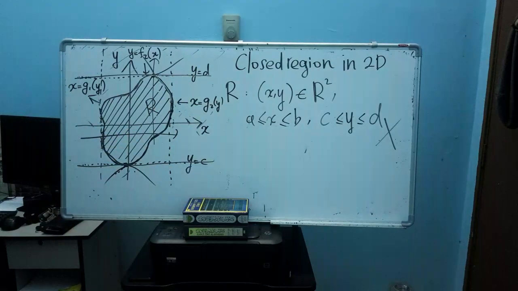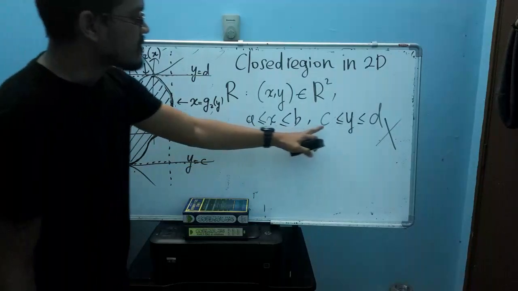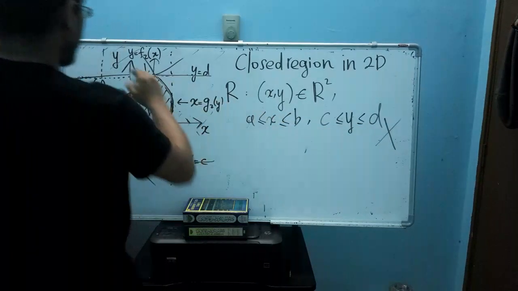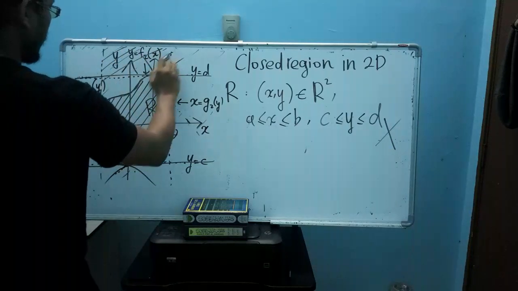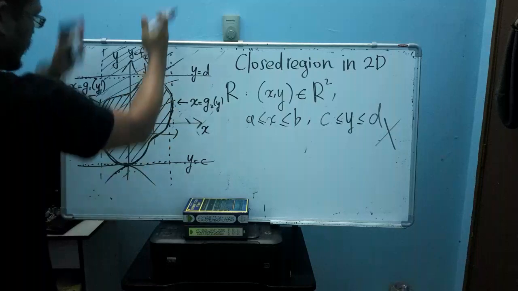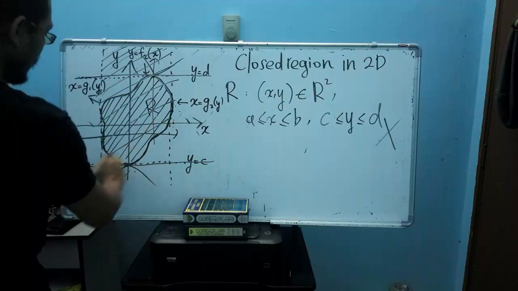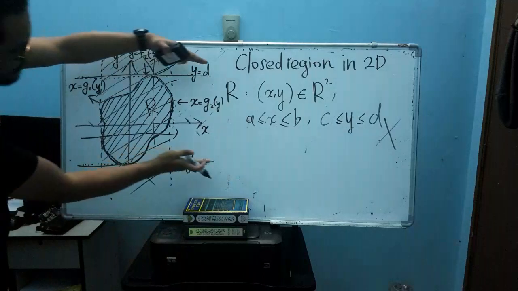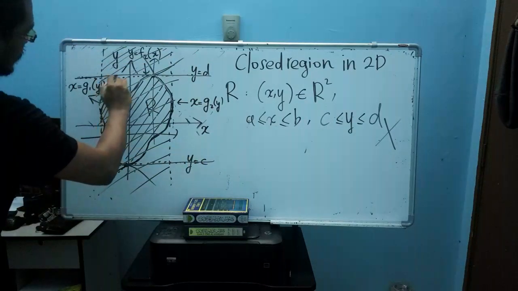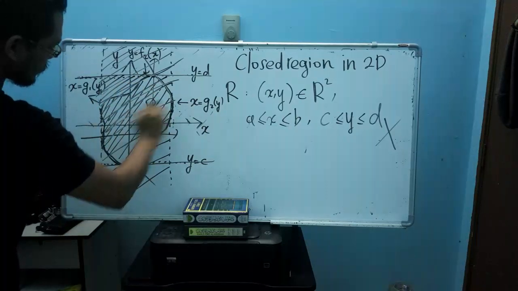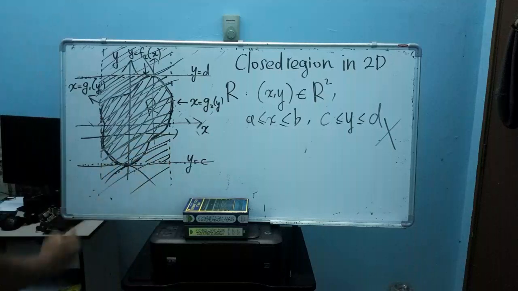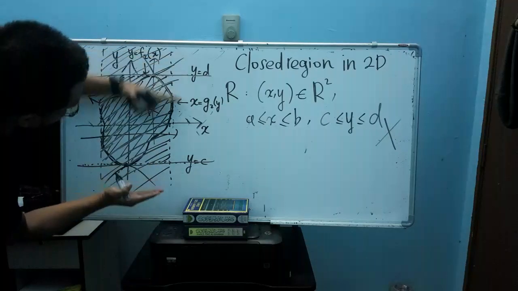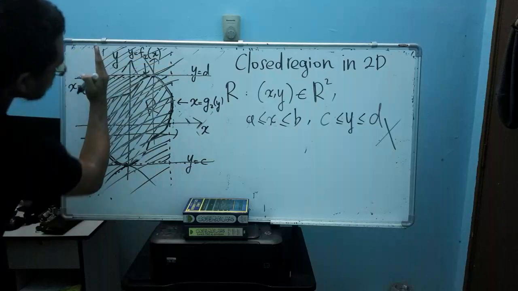Of course, if you consider X between A and B, and Y between C and D, what is the meaning of this? When I consider X between A and B, it will be this part, meaning X is between these values A and B. When you consider Y between C and D, it will be this part. Because your Y is between C and D, you consider the whole part here, the whole part of X over here.